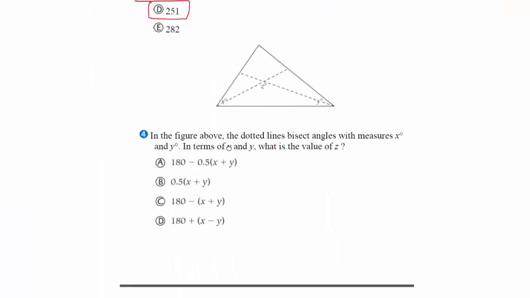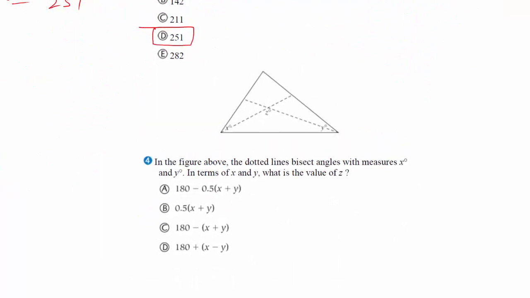Now let us see the fourth question. In the figure above, the dotted lines bisect angles. They are bisecting the angles with measures x and y, so they make it x by 2, x by 2, y by 2, y by 2. In terms of x and y, what is the value of z?